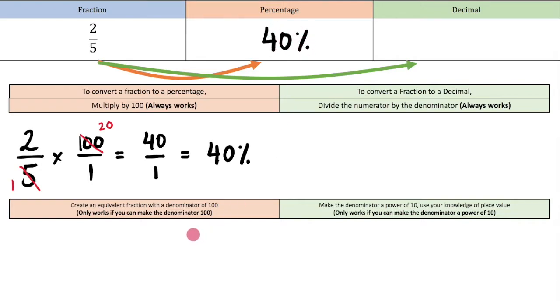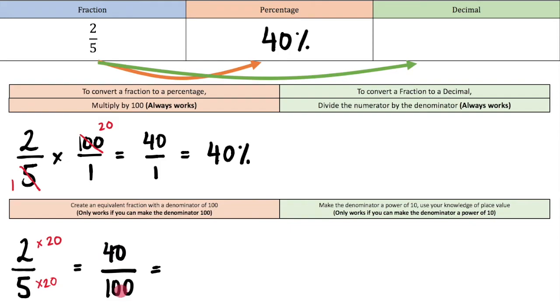Now, there is another method we could use to get to 40%, and that is create an equivalent fraction with a denominator of 100. So I have 2 over 5. And if I can make this into an equivalent fraction with its denominator being 100, I can figure out what the percentage is going to be. Well, I can do this for this one. I could go 5 times 20. And remember, if I times my denominator by something, I must times the numerator by that same amount. So that means I'm going to end up with 2 times 20 is 40, and 5 times 20 is 100. Now, 40 over 100 is 40%, because percent means out of 100.